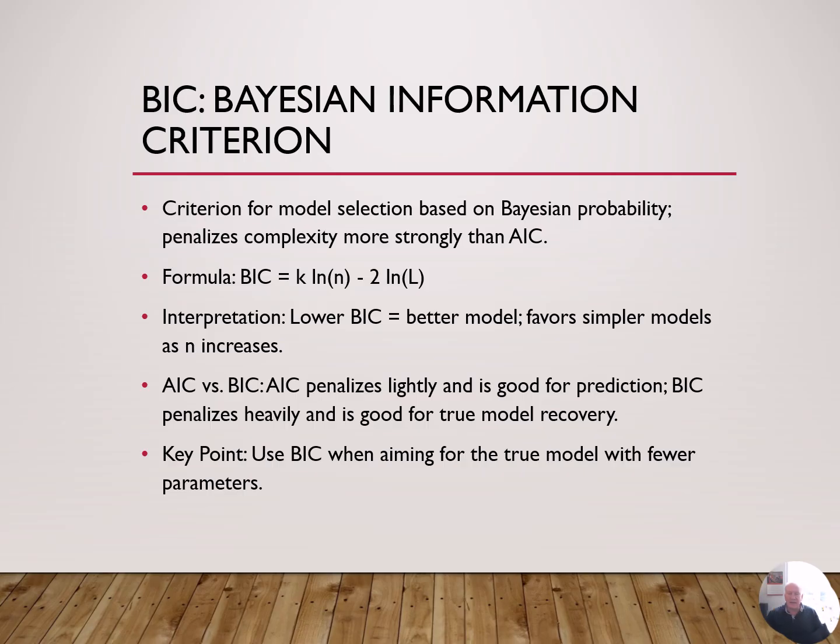We also have the Bayesian information criterion, or BIC, which is also a criterion for model selection based on Bayesian probability, and it penalizes complexity more strongly than AIC. In this case it's equal to k times the natural log of n minus 2 times the natural log of L. The interpretation is the lower the BIC, the better the model, and it favors simpler models as n increases.